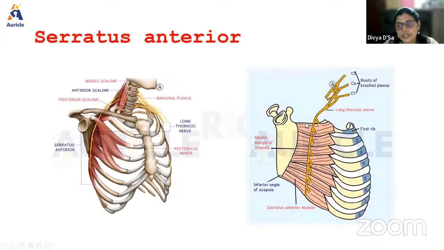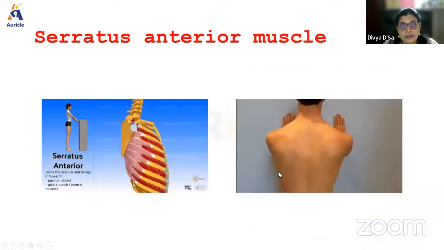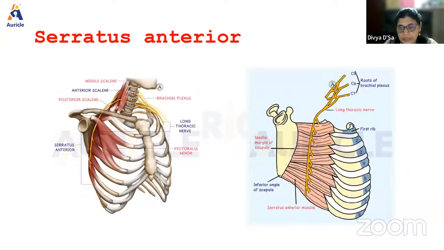Here the upper one gets inserted basically along the medial border of the scapula. Along the medial border, all these 8 digitations, as well as the inner surface, that is the costal surface of the scapula, it will get inserted, extending from the superior to the inferior angle. The nerve supply for that muscle is the long thoracic nerve of Bell. It supplies the muscle.